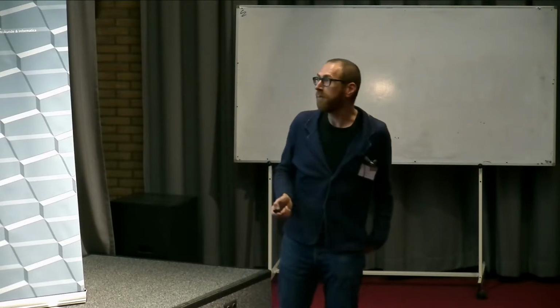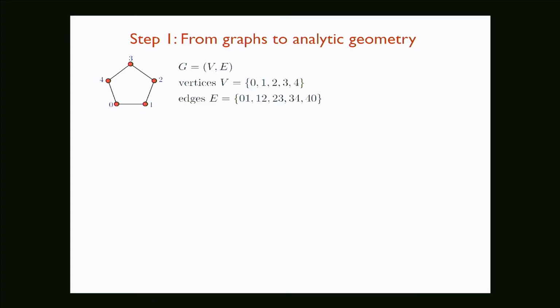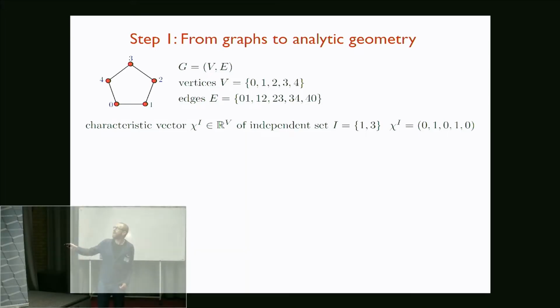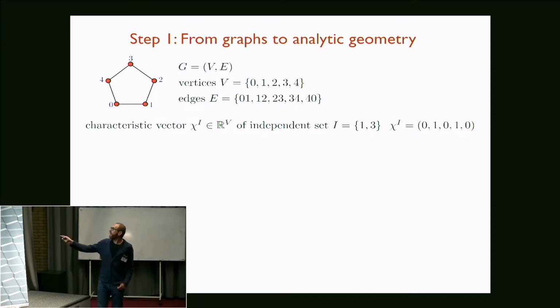Okay, so that's the combinatorial data. And from this combinatorial data, we use some analytic geometry. We look at the characteristic vector of an independent set, chi I. For example, in this case, I look at the characteristic vector of {1, 3}. That's an independent set, these two vertices. This is this vector, which has 5 components. Every component is either 0 or 1, and every component corresponds to one of the vertices. I put a 0 if the corresponding vertex, say vertex 0, does not belong to the independent set, and I put a 1 if it belongs to the independent set. So here I put a 1 because the number 1 lies in the independent set, and here I put a 1 because the number 3 lies in the independent set. All the others are 0.